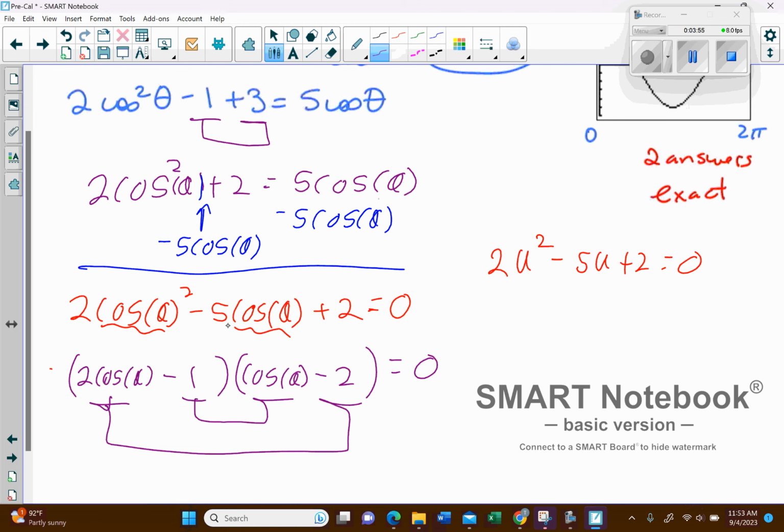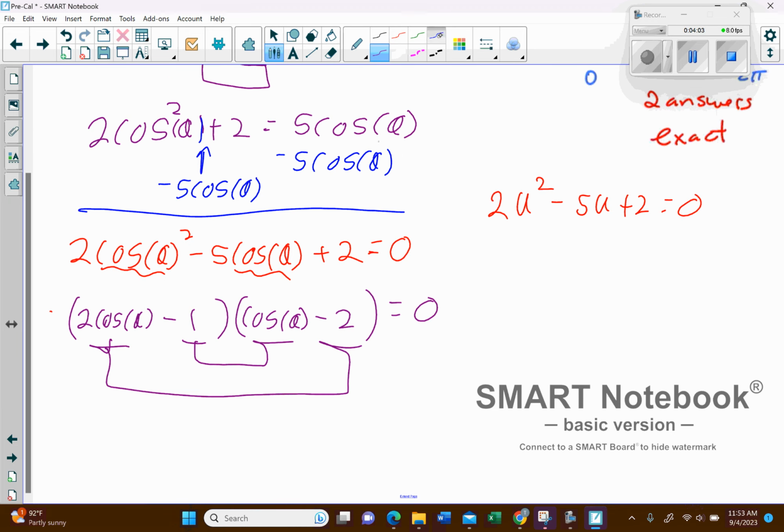So now I am ready to go ahead and solve those. And so using the zero product principle, because these are getting multiplied together, if either one of those were to equal 0, the whole thing will equal 0. So I'll take this first one right here: 2 cosine of theta -1, set that equal to 0. And when you solve that, let's see, we'll add 1 to both sides, and then we will go ahead and divide by 2.